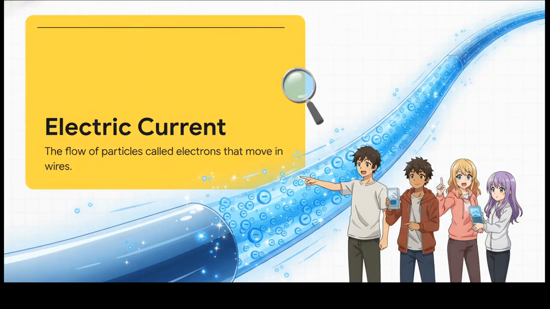The easiest way to picture it is to think of a river. You don't see every single water molecule, but you definitely see the river flowing. Well, electric current is basically the same idea, except instead of water, it's a massive flow of tiny little particles called electrons, all moving together through a wire.